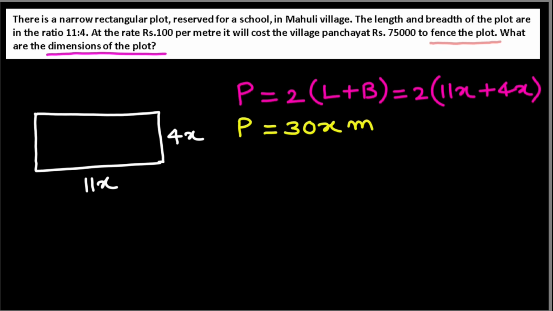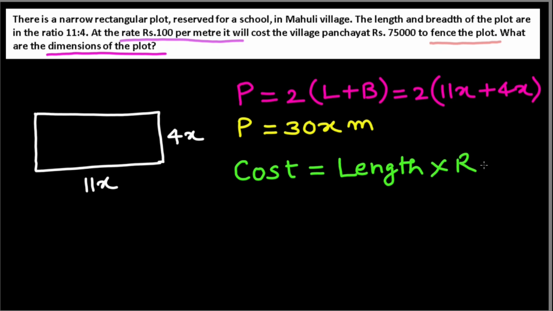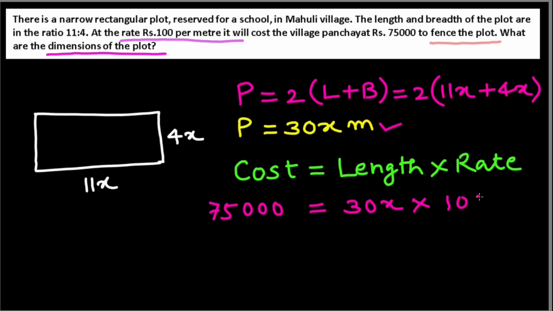The cost of the fencing is given to be rupees 75,000 at rupees 100 per meter. We know that cost of fencing will be equal to length of fencing multiplied by the rate per meter of the fencing. Now here the cost is given to be 75,000 rupees and the length of the fencing is equal to the perimeter, which is 30x multiplied by the rate is rupees 100 per meter.